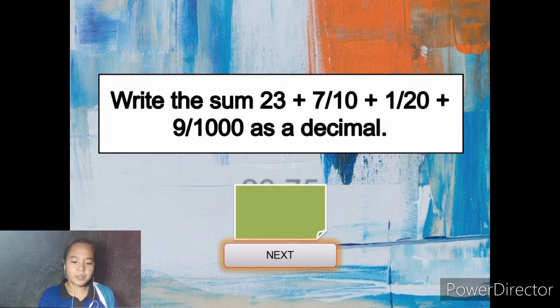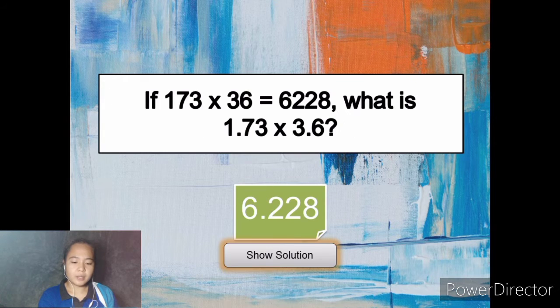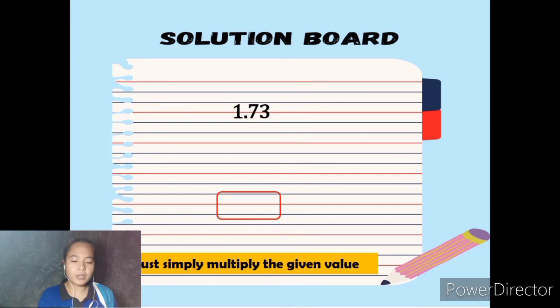If 173 times 36 is equal to 6,228, what is 1.73 times 3.6? Yung sagot is 6.228. So, ito yung solution kung paano nakuha yung 6.228 na yun. Just simply multiply the given values. Ipag-multiply na lang natin yung given values, which is yung 1.73 tsaka yung 3.6. Pag pinag-multiply natin yung dalawang yun, ang lalabas na sagot is 6.228.